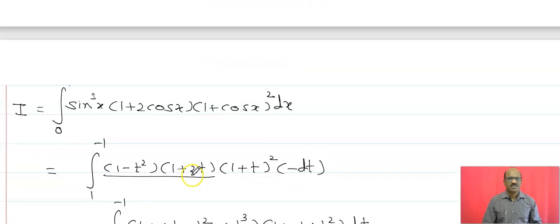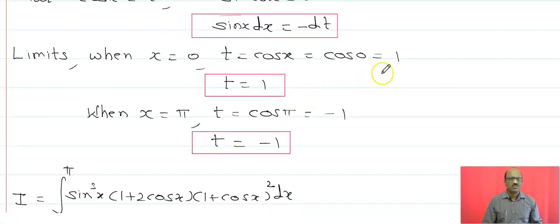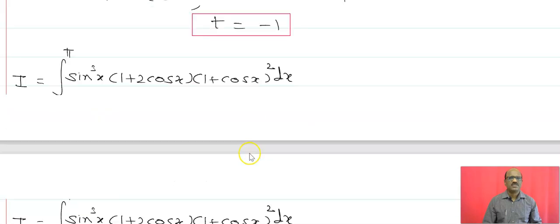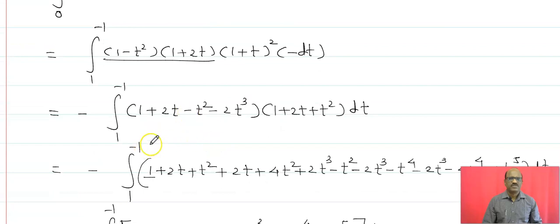And therefore, our integral becomes, that is, lower limit is 1 and upper limit is minus 1. Therefore, 1 to minus 1, 1 minus t square, in next bracket 1 plus 2t, 1 plus t bracket square, minus dt. And see here, all these terms. Evaluate the multiplication of first these two terms. That is 1 minus t square into 1 plus 2t. That is 1, plus 2t, minus t square, minus 2t cube. And what about the 1 plus t square? It's whole bracket square. That is 1 plus 2t plus t square into dt.